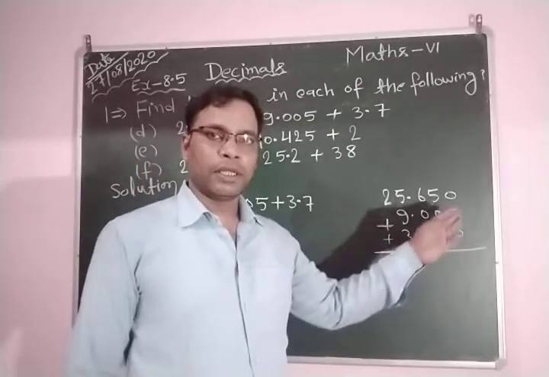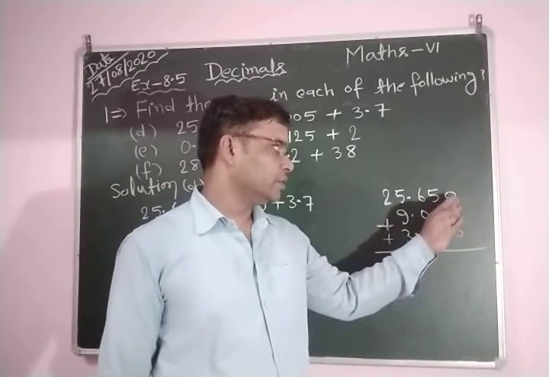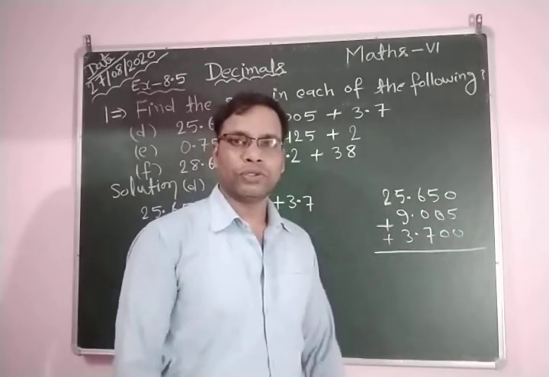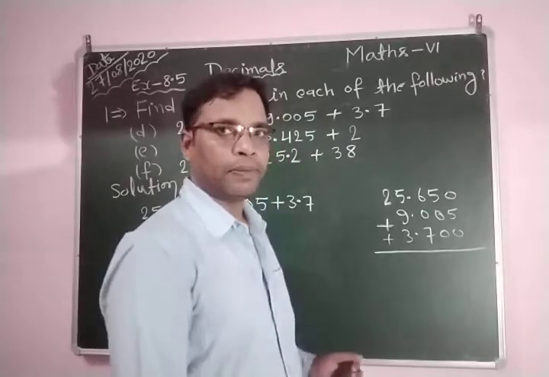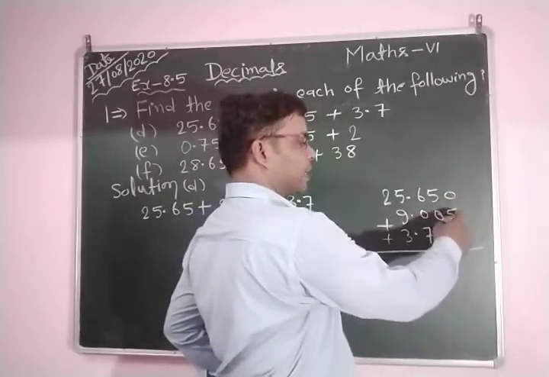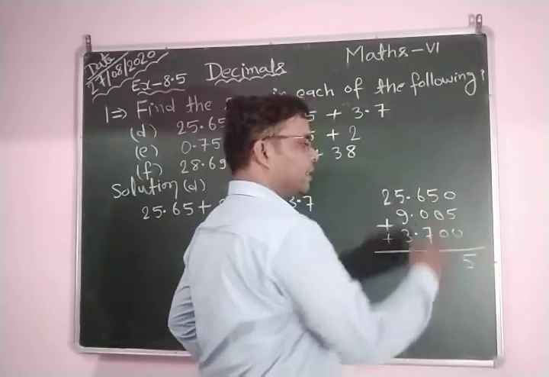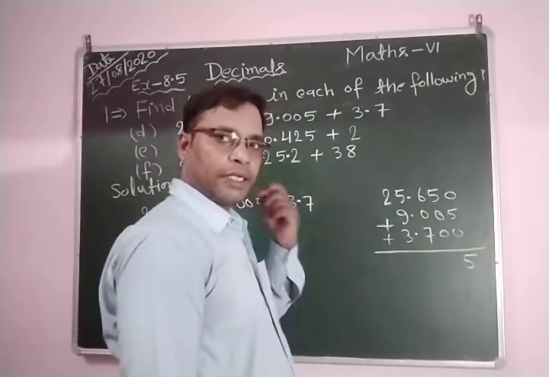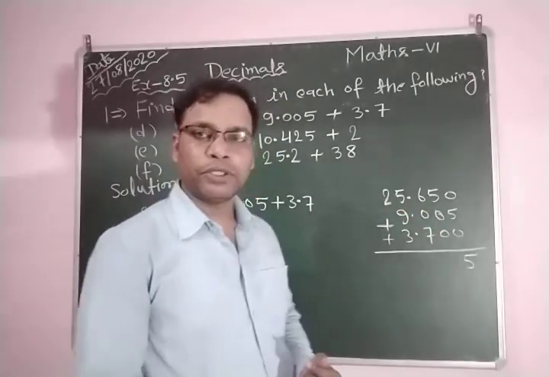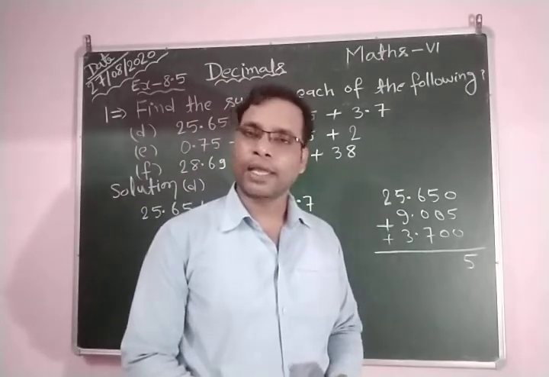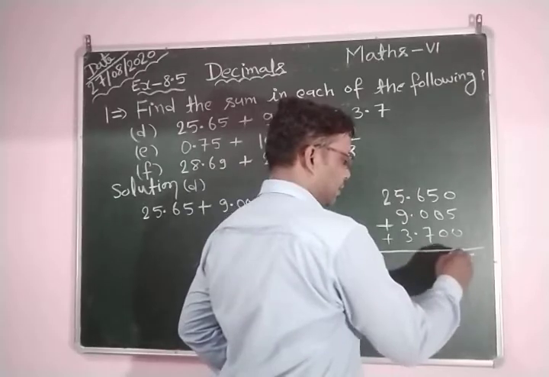First we add the thousandths place digits, which are 0, 5, 0. So 0 plus 5 is 5, and 5 plus 0 is 5. Then the hundredths place digits: 5 plus 0 plus 0. So 5 plus 0 is 5, again 5 plus 0 is 5. So here you can write 5.